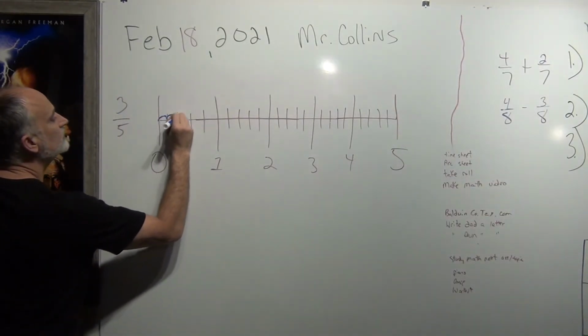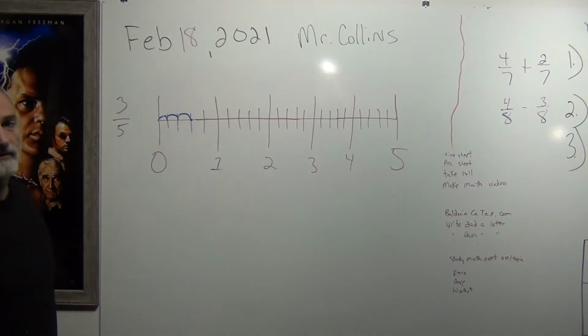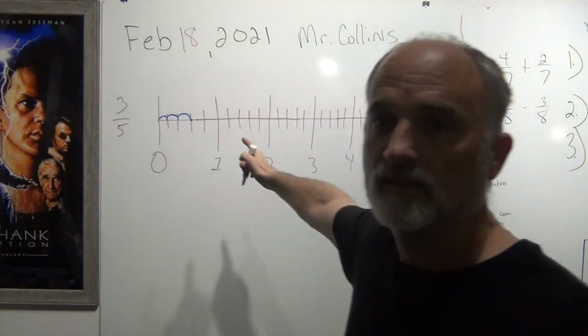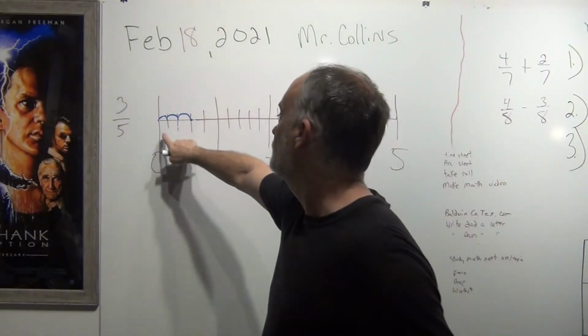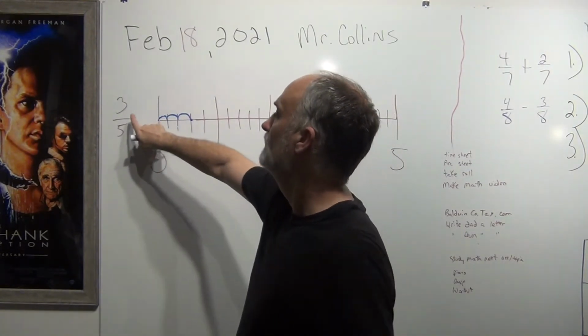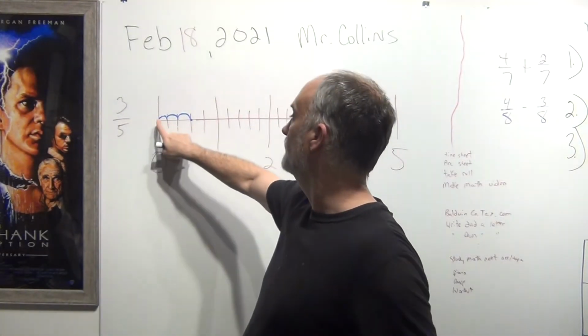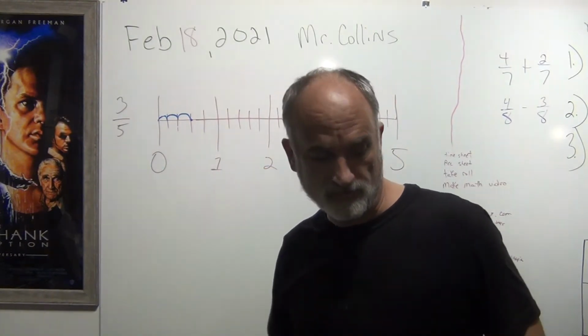One, 2, 3. There we go. That is 3/5. So you see how I did that? Look. There are 5 total pieces from 0 to 1, but we're only counting 3 of them. 1, 2, 3. That's 3/5.